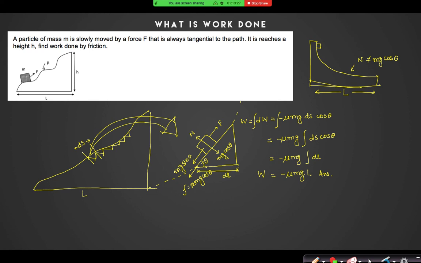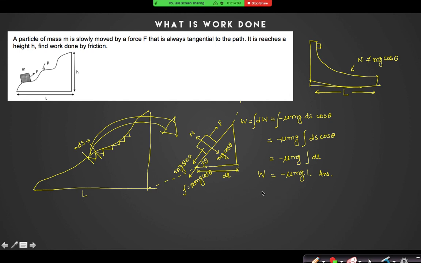Also, if the force is not tangential, can you use that same concept? If the force is not tangential, acting at a certain angle, will the normal reaction again be mg cos theta? Normal reaction will change. The force will have a component, and in that case the normal reaction will also change. So many cases are there, and this is a very particular case. So you can use this concept.